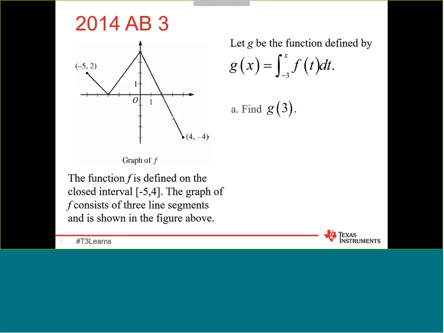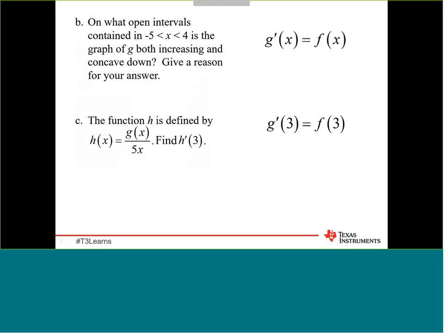But the interesting thing is the rest of the question. Part B is focusing on analyzing that graph. Part B says, on what open intervals contained in -5 less than x less than 4 is the graph of G both increasing and concave down? Give a reason for your answer.